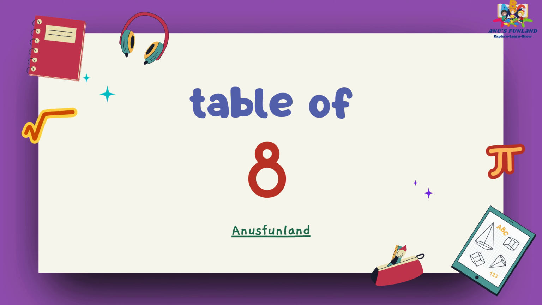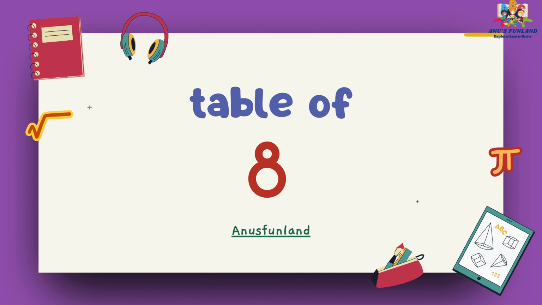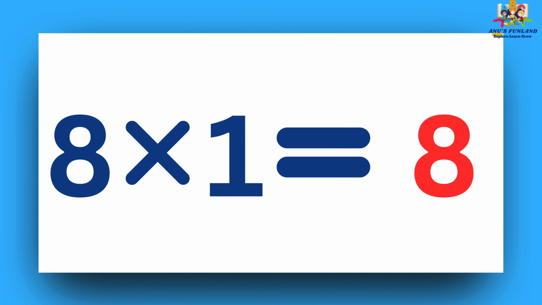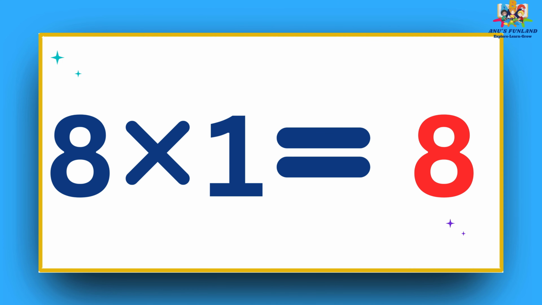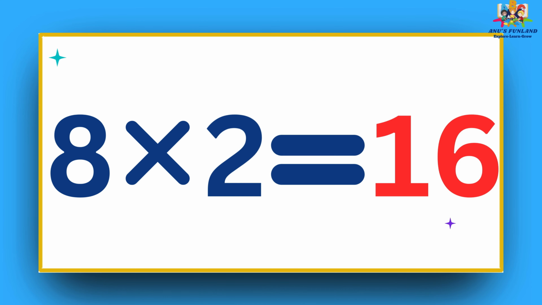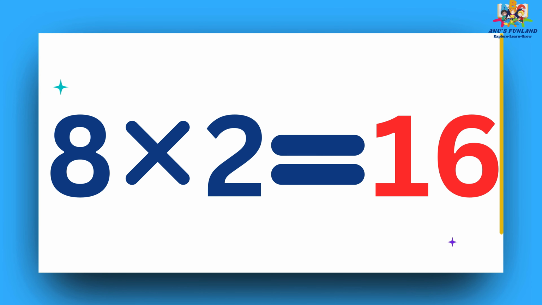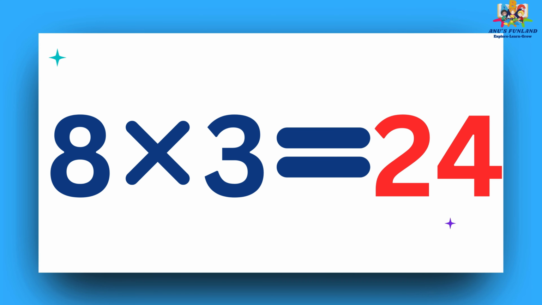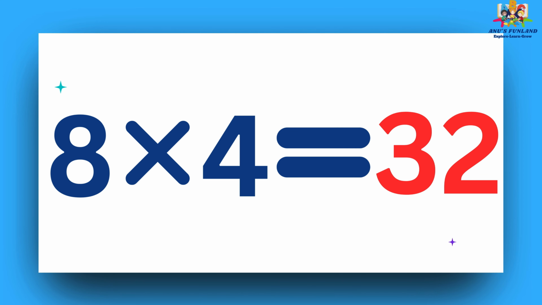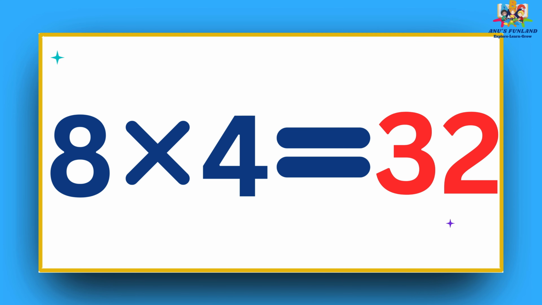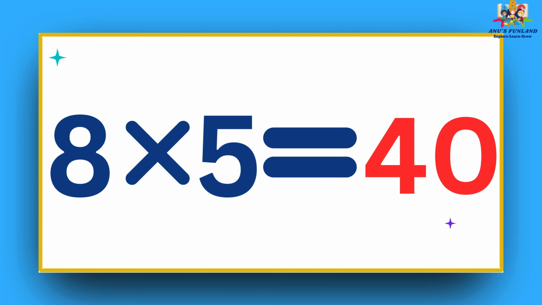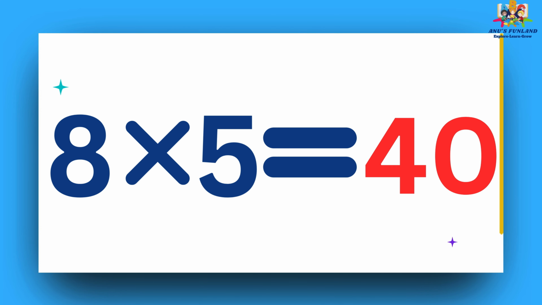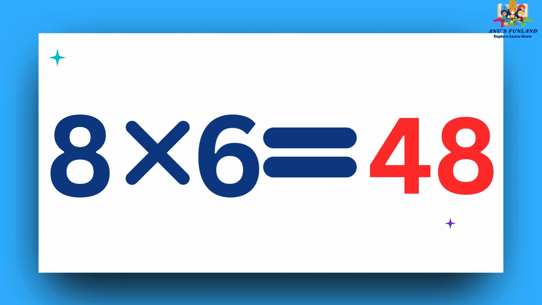Now we will learn table of 8. 8 ones are 8. 8 twos are 16. 8 threes are 24. 8 fours are 32. 8 fives are 40. 8 sixes are 48.